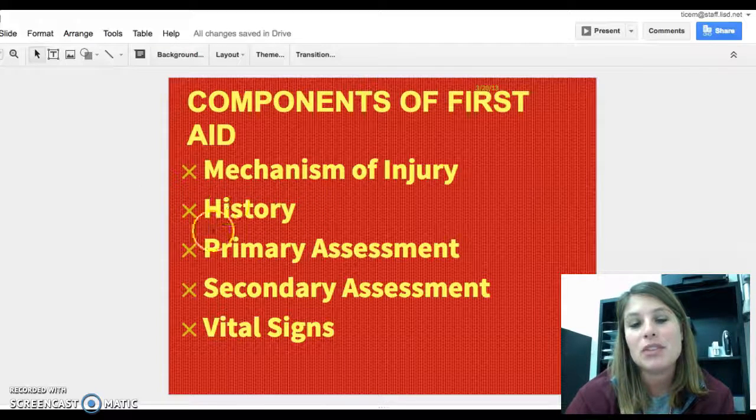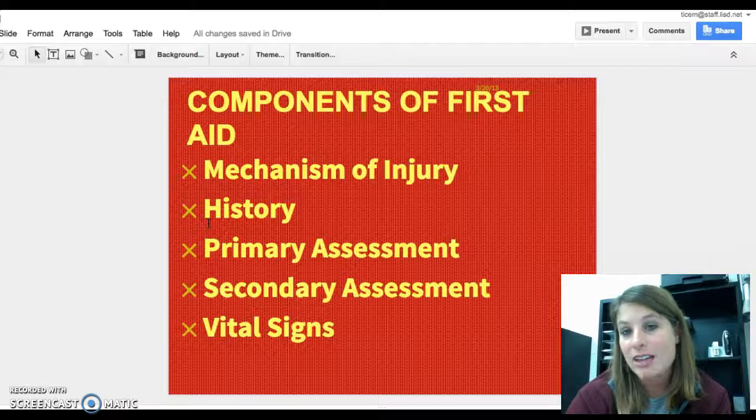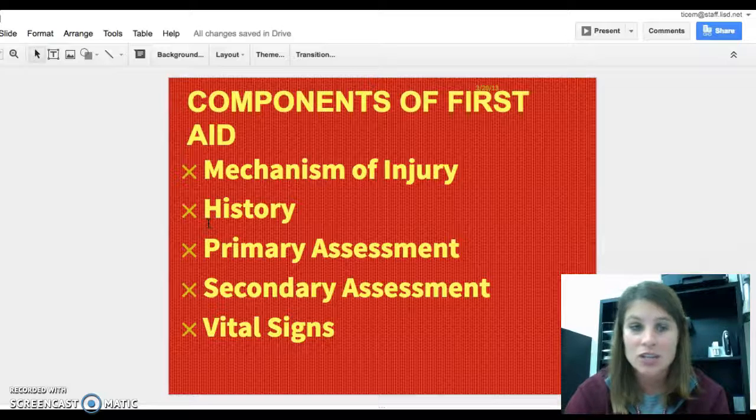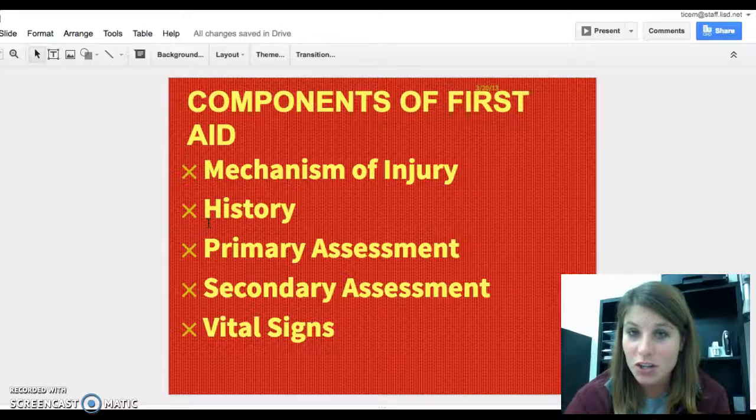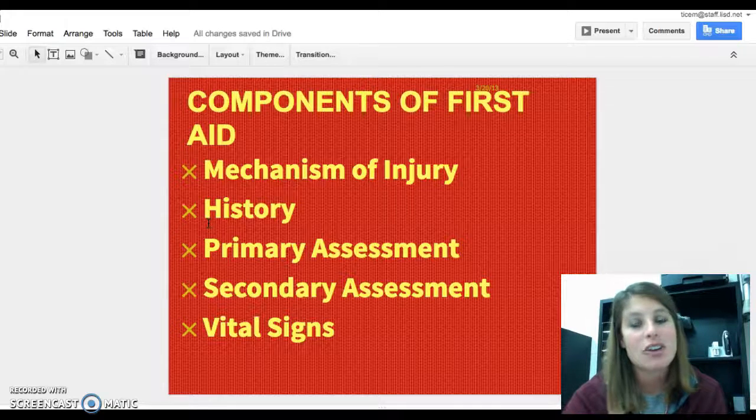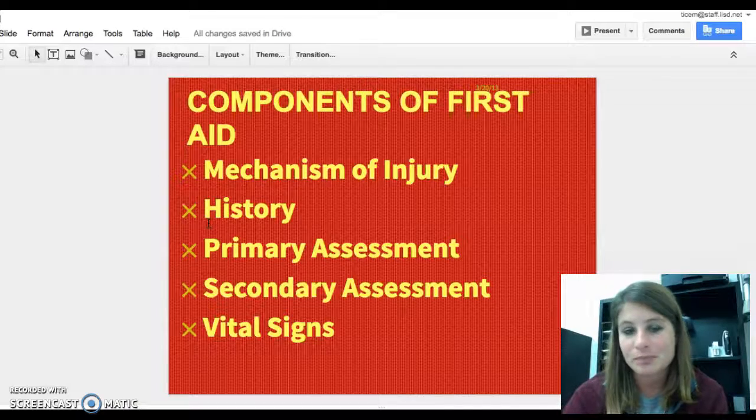History. History of lots of things. What are any conditions that the patient has, their name, their age, basic information. All right, like when you guys go to the doctor's office and the nurse is talking to you and asking you all kinds of basic questions, this all falls under that history section.